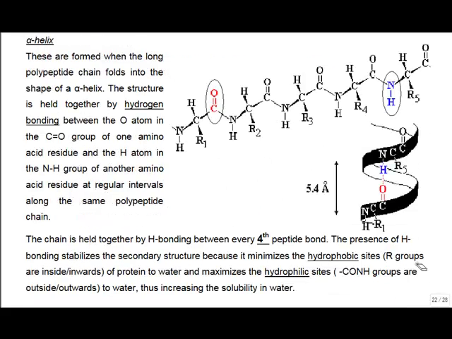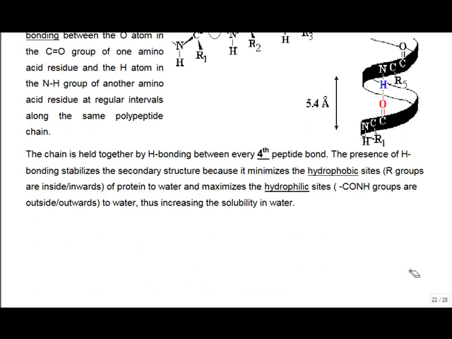We can see that the chain is held by hydrogen bonding between every 4th peptide bond, and this hydrogen bonding stabilizes the secondary structure because it minimizes the exposure of the hydrophobic sides of the protein to water and maximizes the hydrophilic sides to water, increasing its solubility in water. Hydrophobic sites consist of organic functional groups that are generally non-polar in nature, whereas hydrophilic sites contain functional groups which are highly polar in nature.